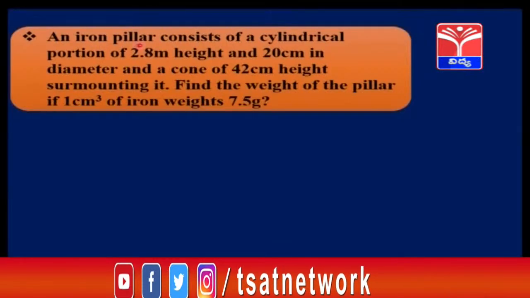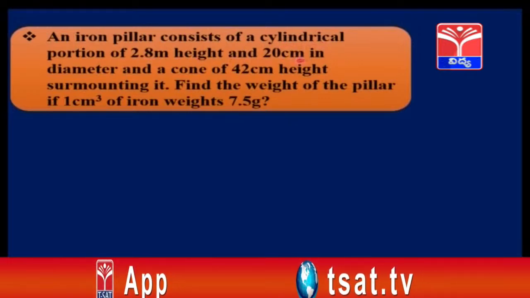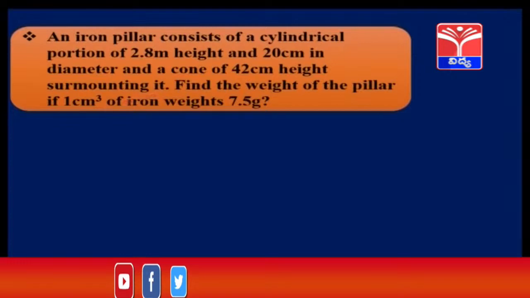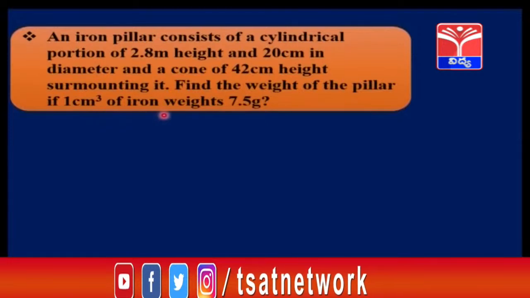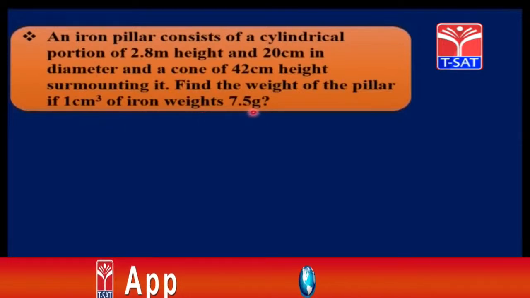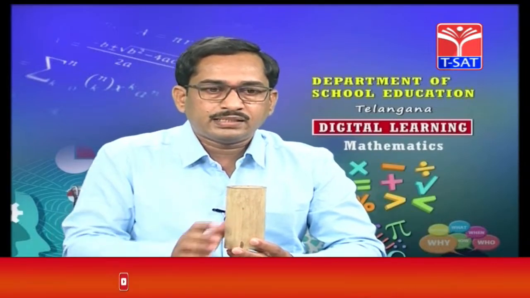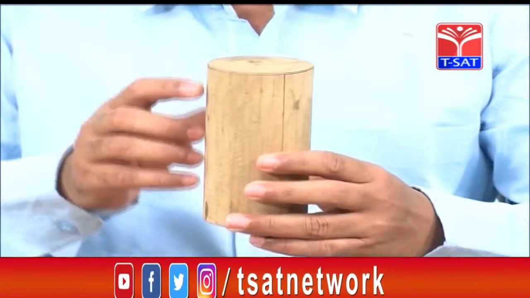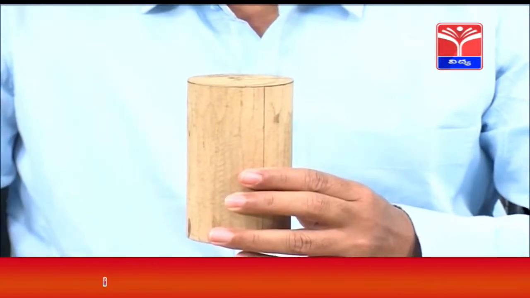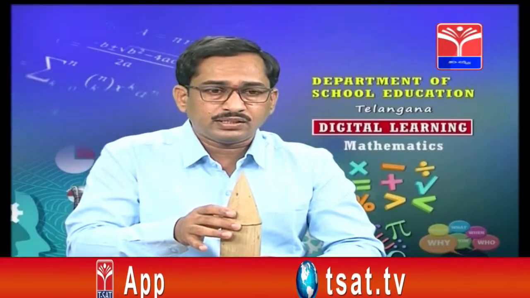See, children, an iron pillar consists of a cylindrical portion of 2.8 meter height and 20 centimeter in diameter, and a cone of 42 centimeter height surmounting on it. Find the weight of the pillar if 1 centimeter cube of iron pillar is 7.5 grams. Children, see, suppose this is an iron pillar, its a cylindrical portion, and its base diameter is given 20 centimeter and height is given 2.8 meter. And a cone is surmounting on it, and the height of the cone is given 42 centimeter.